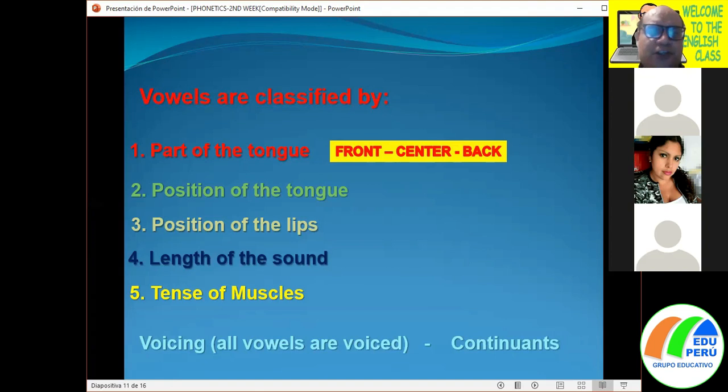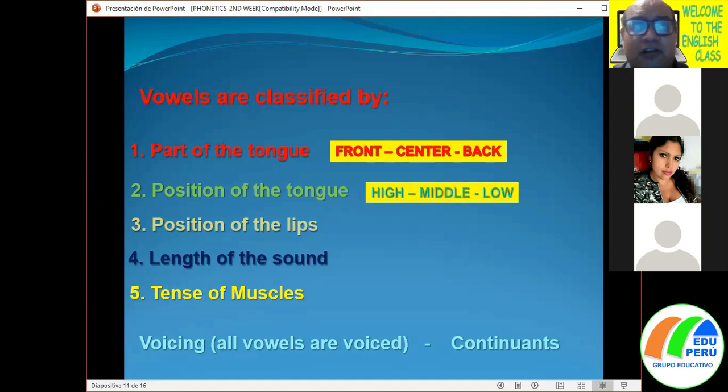If we talk about position of the tongue, we have these three: high, middle, low. So we have high vowels, middle vowels, low vowels. And notice these two characteristics: part of the tongue, front, center, back; position of the tongue, high, middle, low.